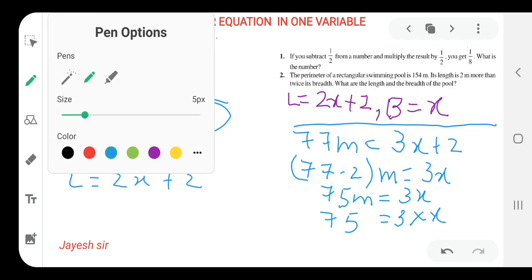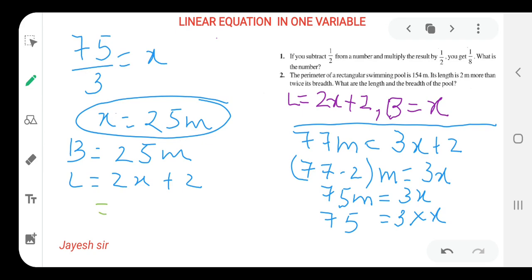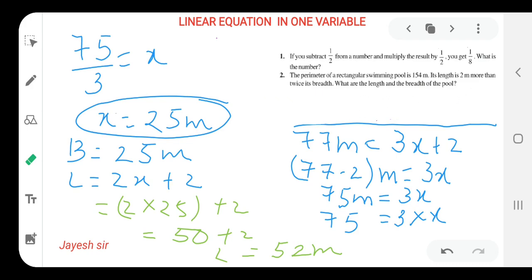So we'll put the value of x over here in this equation. So 2 multiplied by 25 will be there, and plus 2 as it is. Now 2 twenty-fives is 50, and plus 2. So our length is equal to 52 meter. I hope you all might be getting it, friends. That's a very easy sum. As we have already solved this type of sums in our previous classes also, I hope you won't be facing any problem in solving this type of sum. So here we have found the length and breadth of the pool.